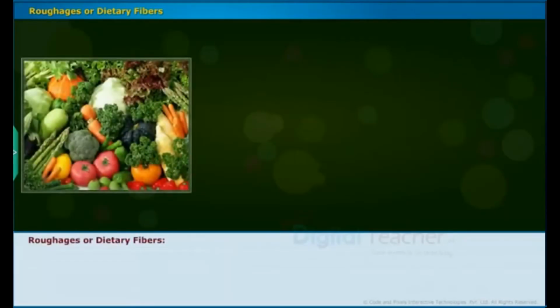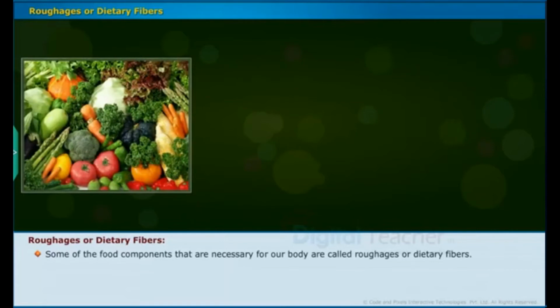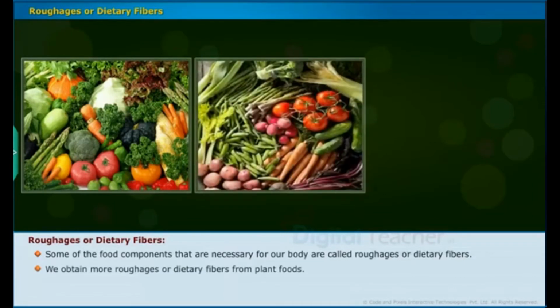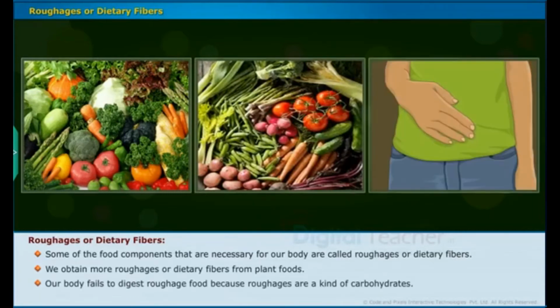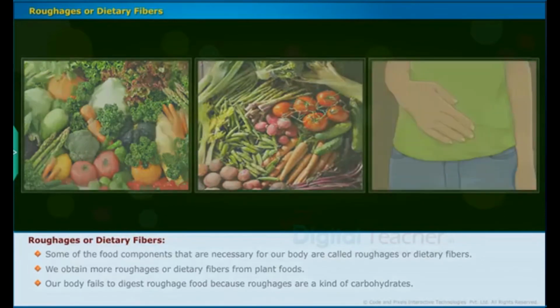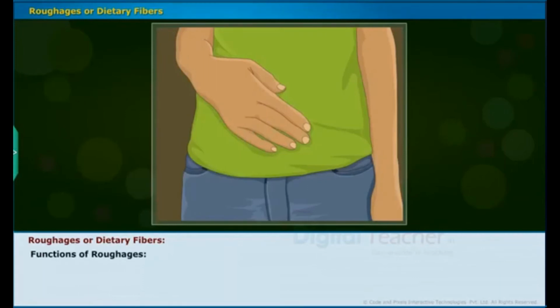Now, let us learn about roughages or dietary fibers. Some of the food components that are necessary for our body are called roughages or dietary fibers. We obtain more roughages or dietary fibers from plant foods. Our body fails to digest roughage food because roughages are a kind of carbohydrates. Functions of roughages. It helps in regular bowel movements. It prevents constipation.